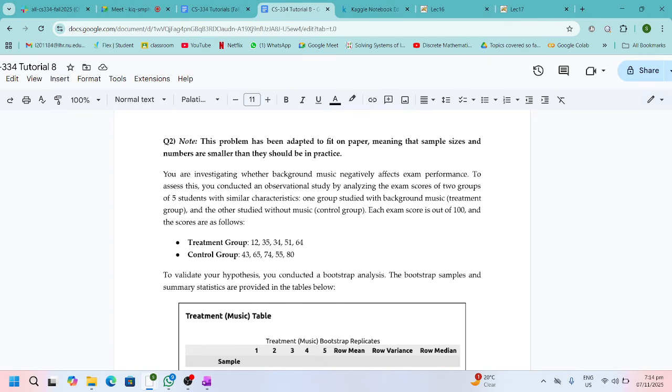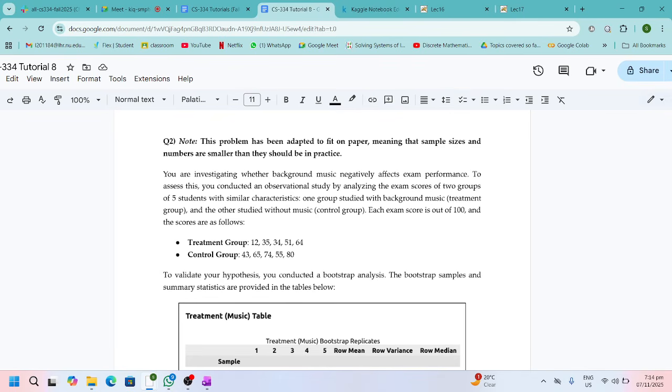So, you are investigating whether background music negatively affects exam performance. To assess this, you conducted an observational study by analyzing the exam scores of two groups of five students with similar characteristics. One group studied with background music, this was your treatment group, and the other group studied without any background music, which was your control group. Each exam score is out of 100 and the scores are as follows.